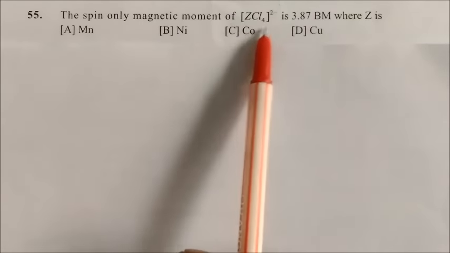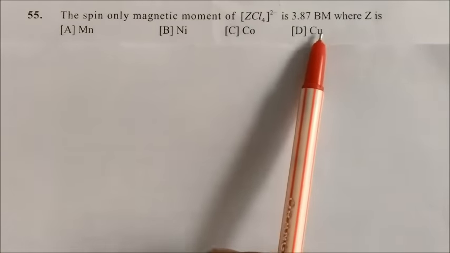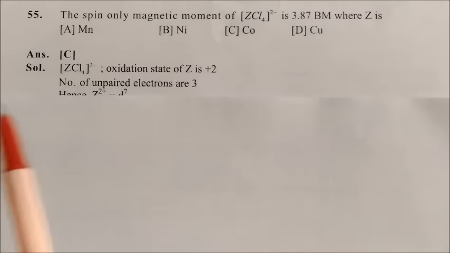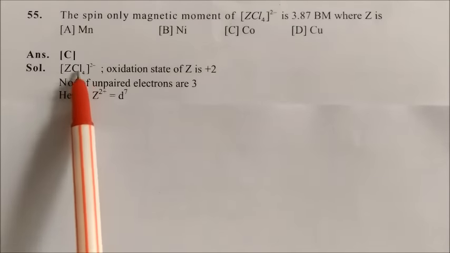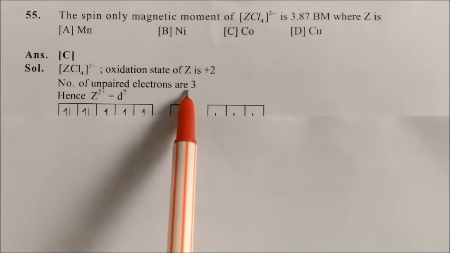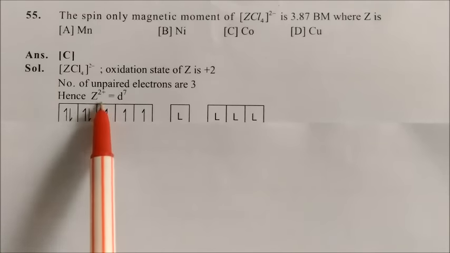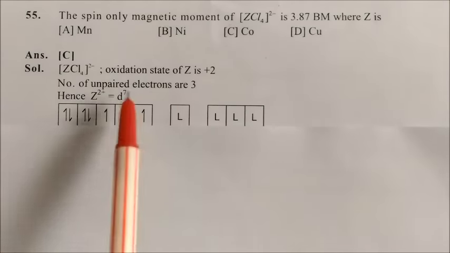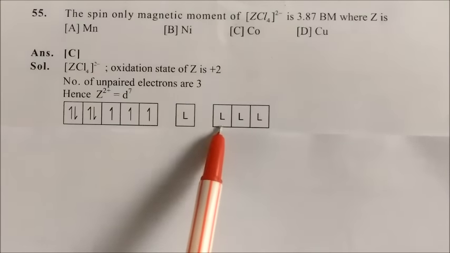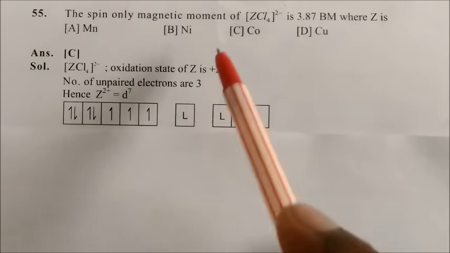The spin only magnetic moment of ZCl4 2 minus is 3.87 Bohr magneton. So what is Z, out of the four elements? First we need to find the oxidation state of Z. The oxidation state of Z will be +2, because of the 4 Cl minus and the 2 minus charge, and the number of unpaired electrons is 3. So Z2+ will be d7, since 10 minus 3 is 7. This is the configuration of cobalt.